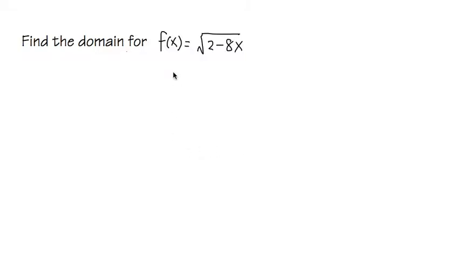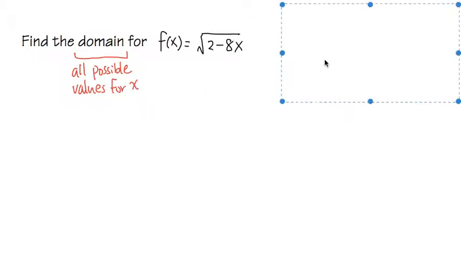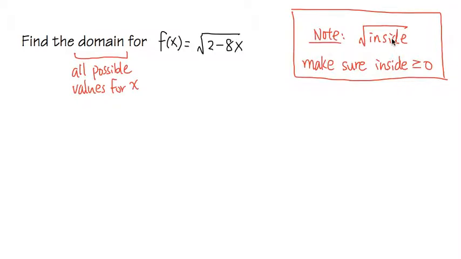How can we find the domain for the function f of x is equal to square root of 2 minus 8x? This is a square root situation, and once again for the domain, you have to find out all the possible values for x. When you have a square root of some expression, when you have the x inside, you need to make sure the inside is greater than or equal to 0, because you cannot have negative numbers inside of the square root.